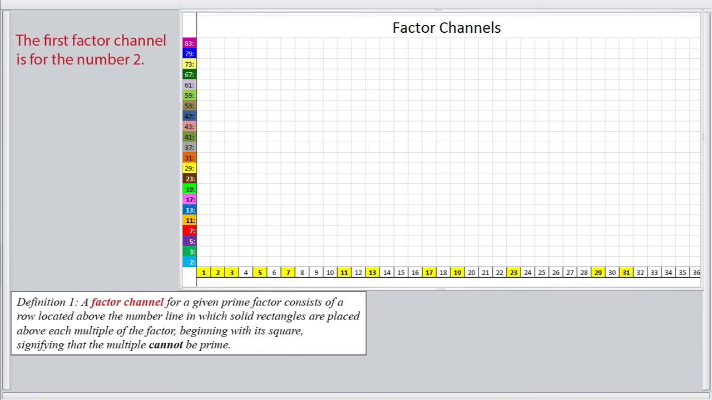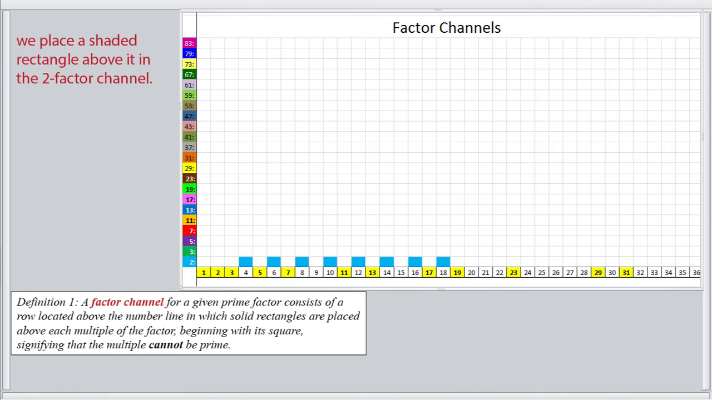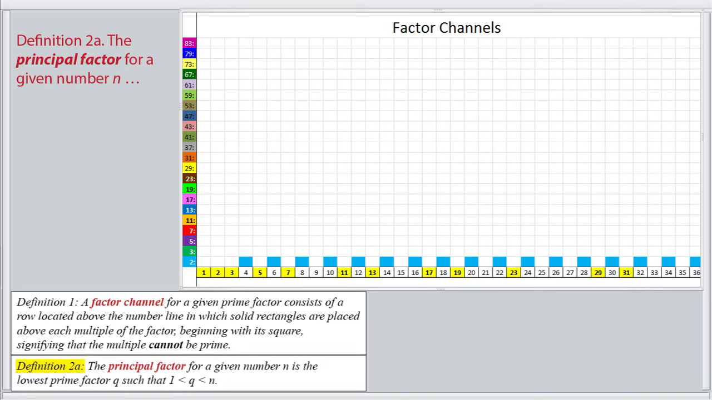The first factor channel is for the number 2. For every number that has 2 as a factor, except 2 itself, we place a shaded rectangle above it in the 2-factor channel. Definition 2a. The principal factor for a given number n is the lowest prime factor q, such that q is greater than 1 but less than n.